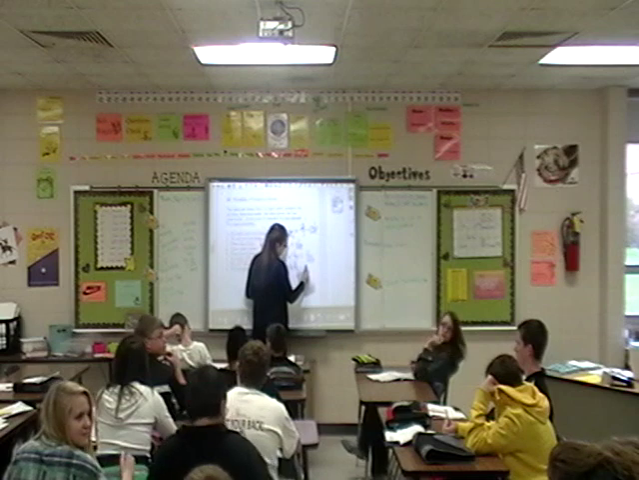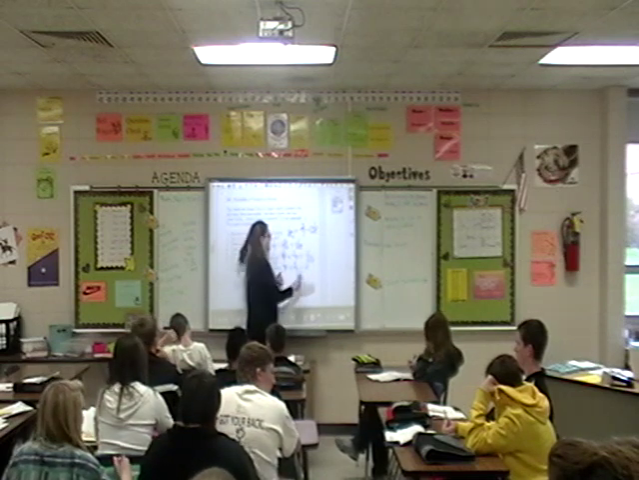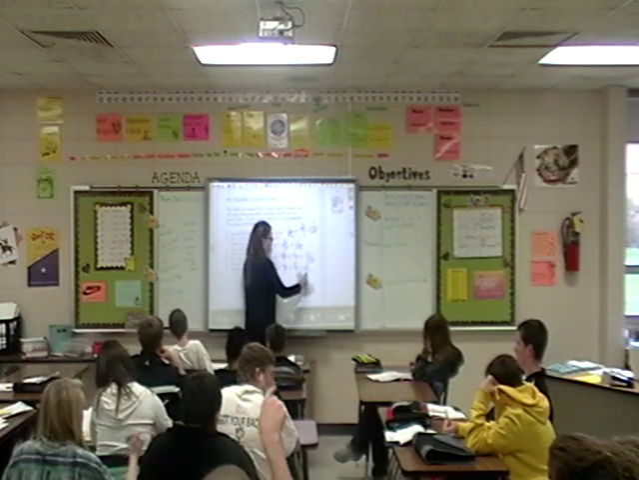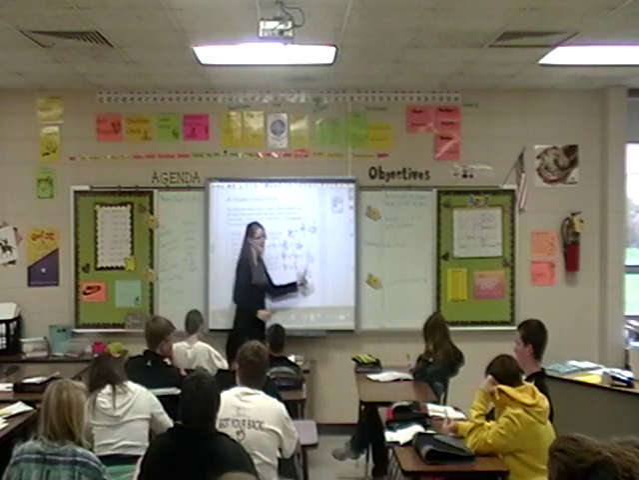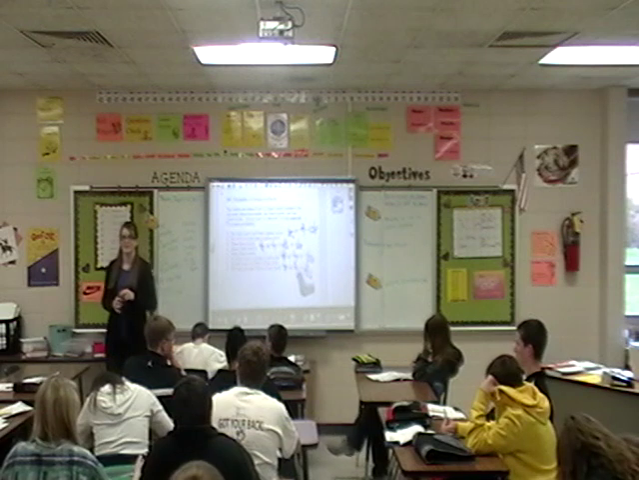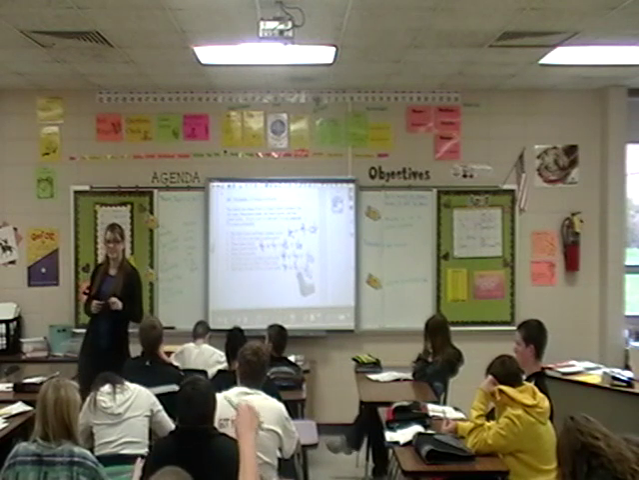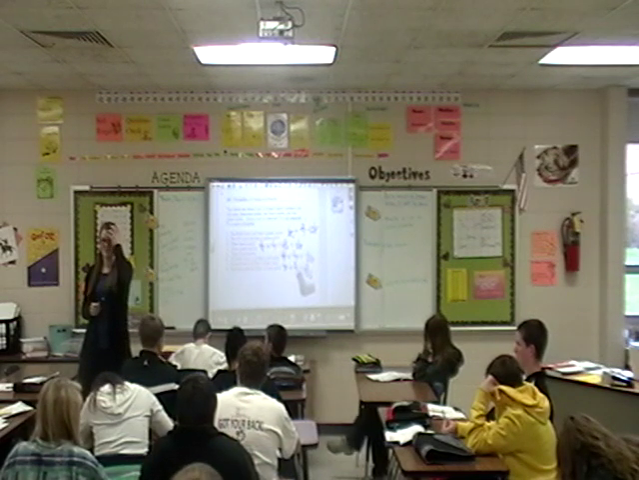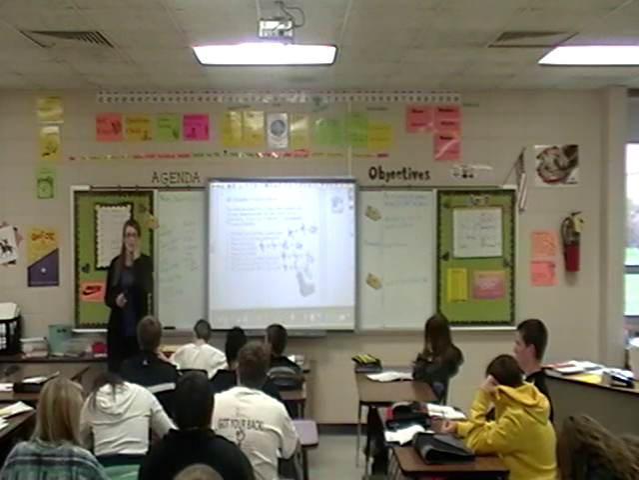1 times 3 is 3. 8 times 7 is 56. Can we reduce that at all? No. Why not? Because you can't reduce 3 over 56. Do you remember the trick of how to determine?